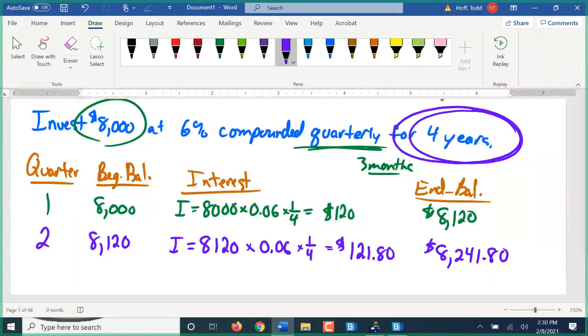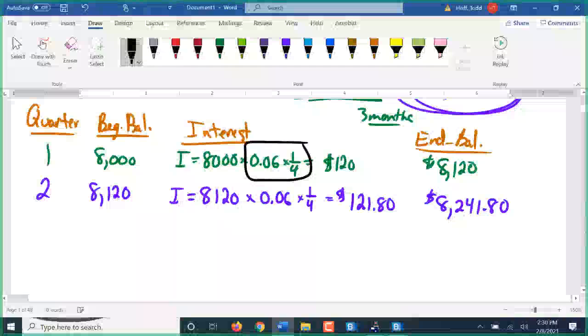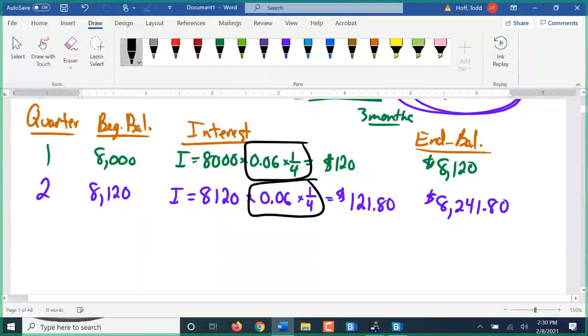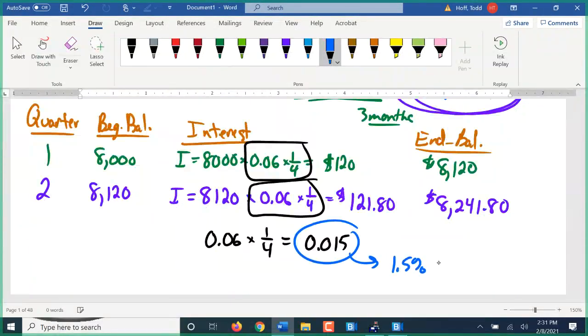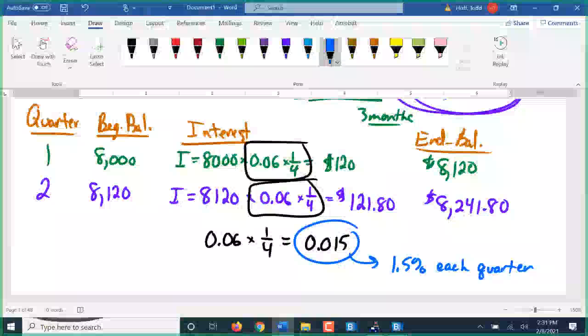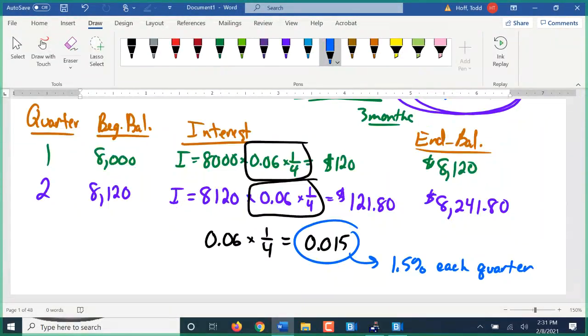I don't want to do this 16 times. So let's look for a shortcut. The first thing I'm going to look for is this number right here that appears every time for our interest. That's 0.06 times 1/4, which is 0.015. What that is saying is that this is 1.5% each quarter. So that makes sense, right? If it's 6% for a year, divide by 4 or multiply by 1/4, that's 1.5% per quarter.